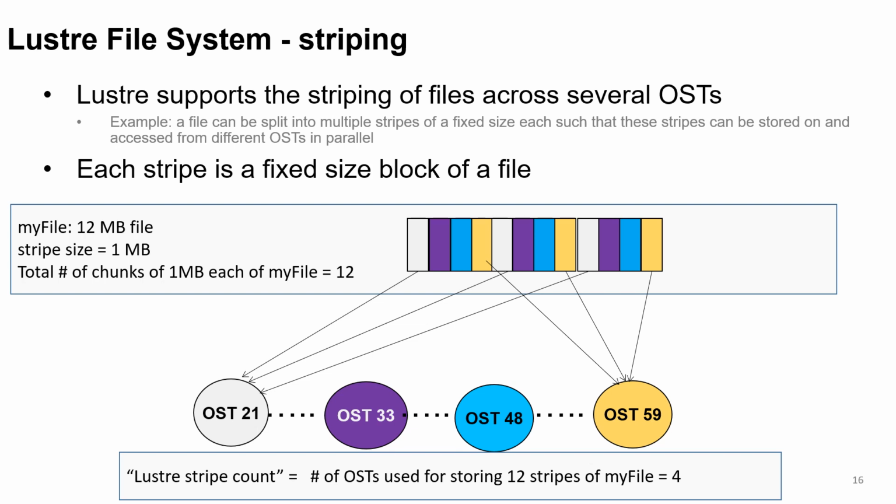After we have stored the first 4 stripes or chunks on the 4 targets, we will go in the round-robin manner, and the 5th stripe or chunk will be picked and mapped to the first OST in the series, which is OST 21, the next one to OST 33, and so forth. So that's how the striping works in the Lustre world.